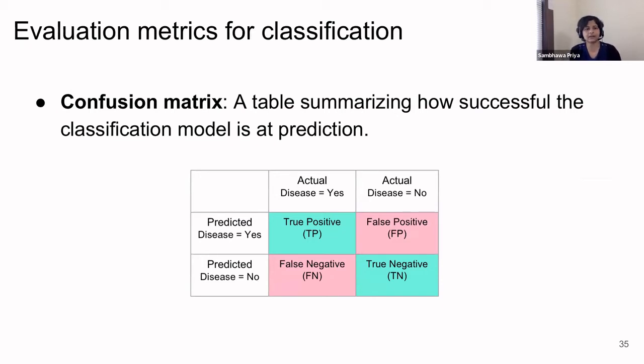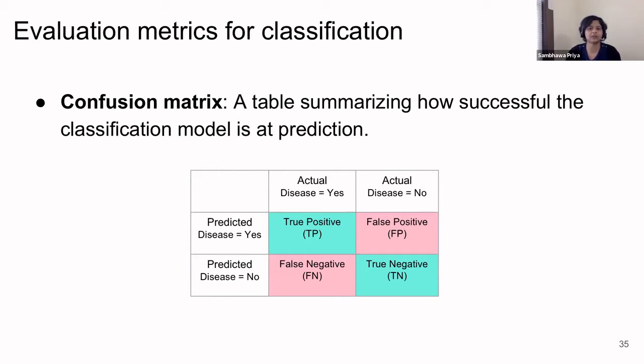a table summarizing how successful the classification model is at prediction, right? So this is showing a confusion matrix for a binary classification task. So this is the actual, whether this is a disease sample or it's not a disease sample, and what was the prediction, whether it was a disease or no disease. And these are different cells here, so this is the true positive. These are cases in which our machine learning predicted yes, they have the disease, and they actually do have the disease, right? So those are true positives.